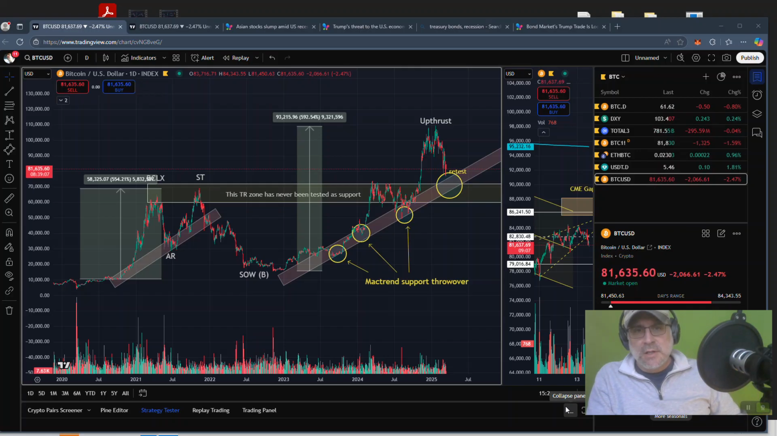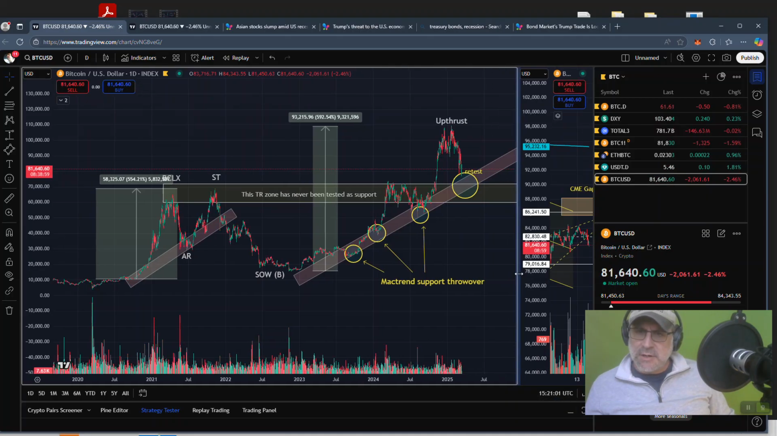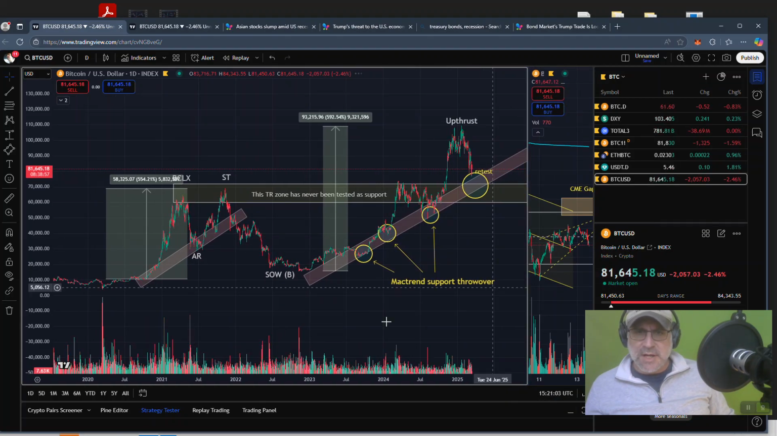Let's dive right into this. Let's look at Bitcoin. Let's do a little Bitcoin update. So I have a chart here that I shared with my group the other day. It's a linear chart that goes all the way back to 2020, and it's got these two cycles on here that you could see.